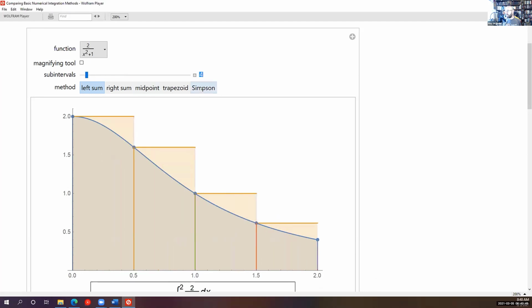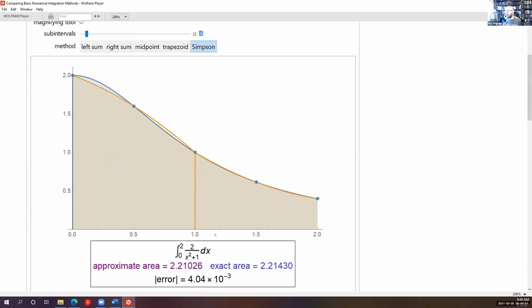And let's do Simpson's. And I have less error with fewer slices using Simpson's. So this is where that speed and precision really start to match up nicely. So Simpson's rule is a superb rule to use.